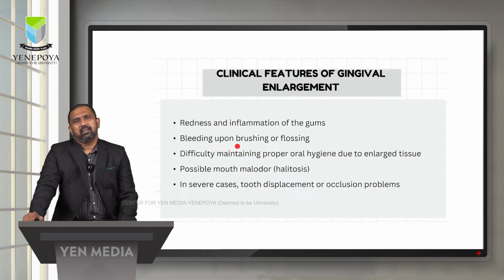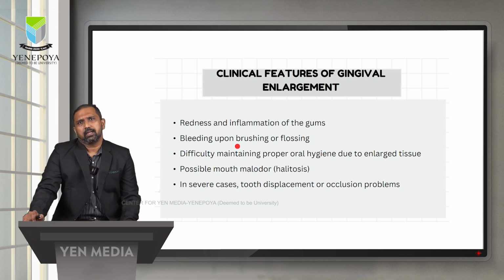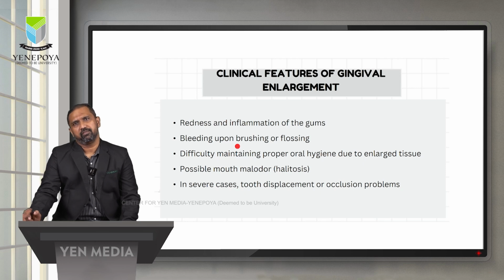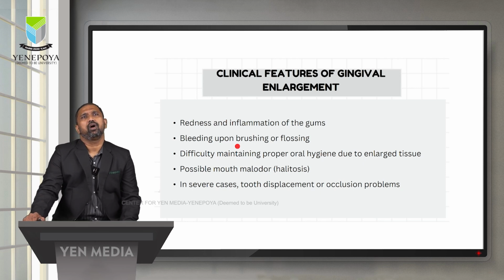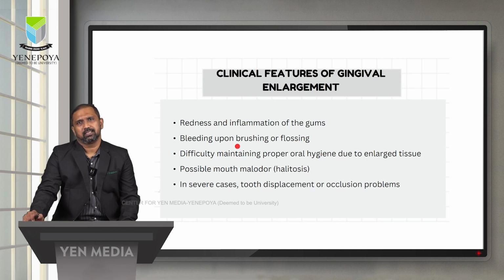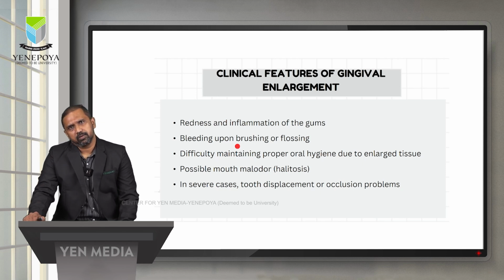What are the typical clinical features when patients come to you with gingival enlargement? Almost all gingival enlargements belonging to various categories will have typical clinical features which are common, but some enlargements will have classical features of their own. What are the regular features which a dentist should look for when an enlargement is there? One is redness and inflammation of the gums. This is a common thing which you see with an inflammatory component. Whenever an inflammatory component is associated with any enlargement, you will notice redness and inflammation in the gums. Second is bleeding upon brushing or flossing.